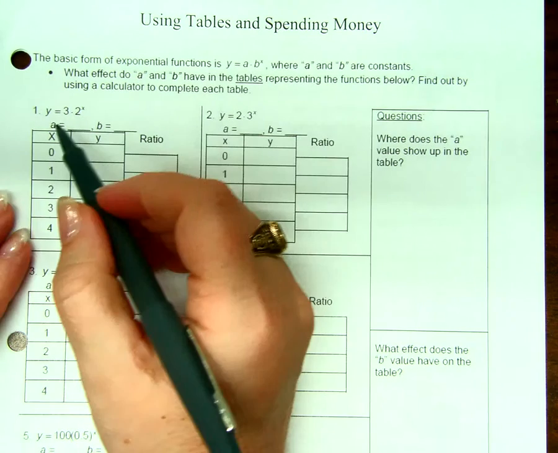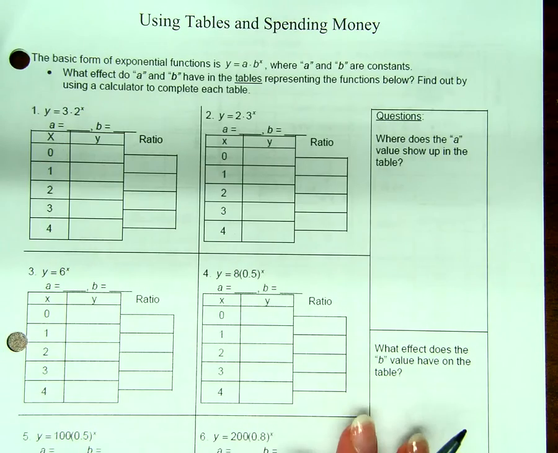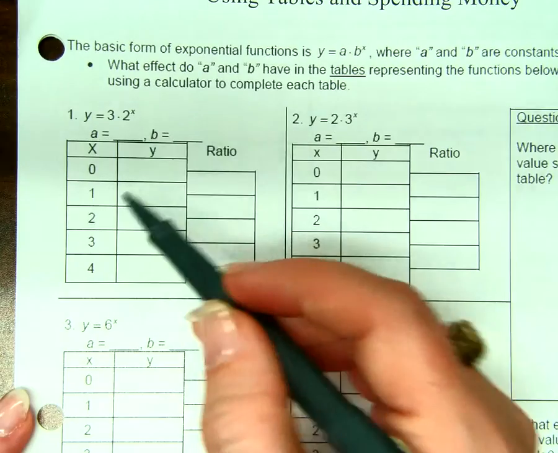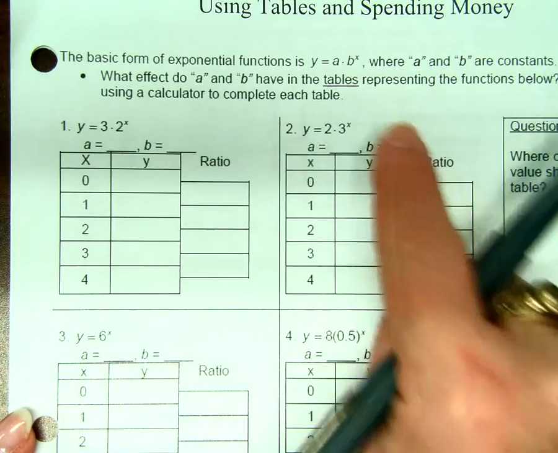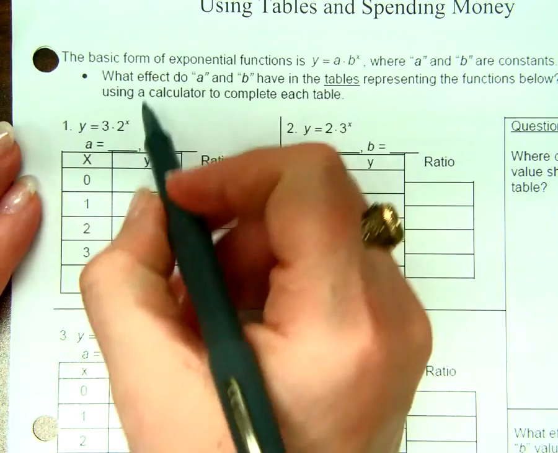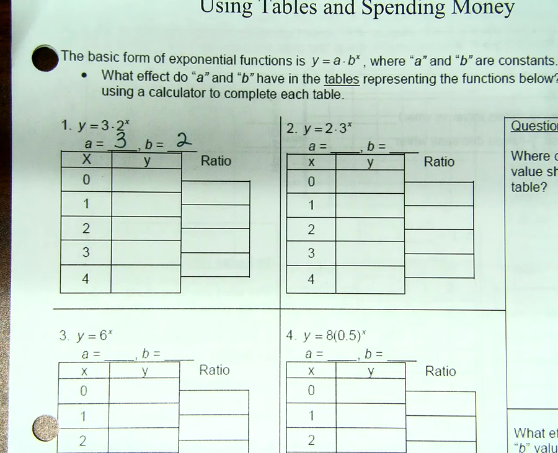So, look at this first problem. It gives you y equals 3 times 2 to the x power. Let me zoom in a little bit so we can see it better. Because I already told you that y equals a times b to the x power is the basic form, can you tell me what a and b are? A is 3 and b is 2. That's pretty clear, right?